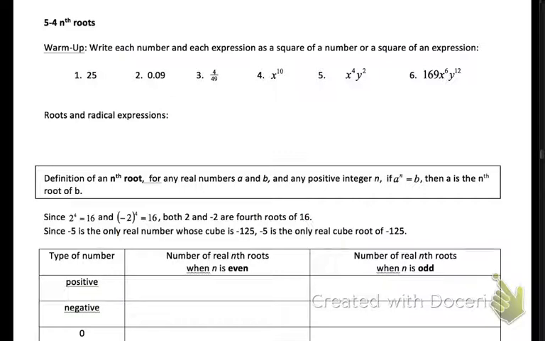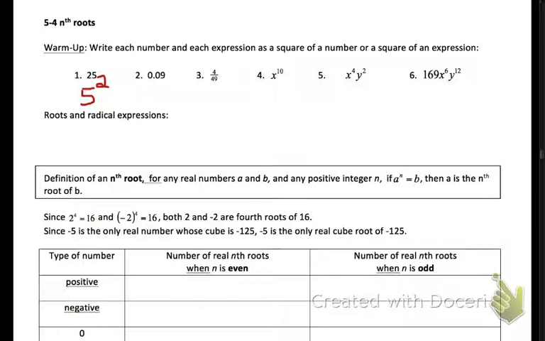So, nth roots. This first question that you are going to do as a warm-up, but we'll talk through it. Write each number in each expression as a square of a number or a square of an expression. So you want to write this so that, for instance, 25, we write it as a square of a number, that would be 5 squared.